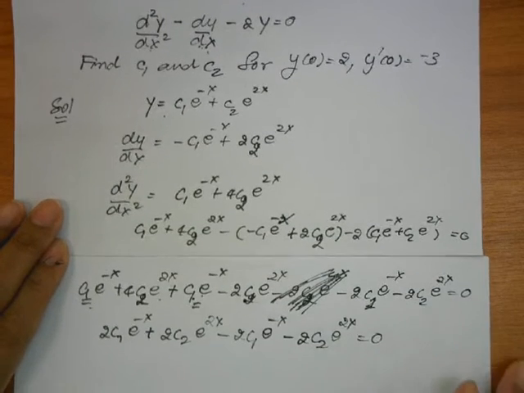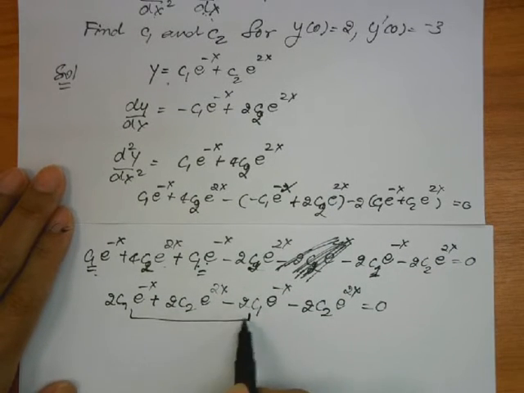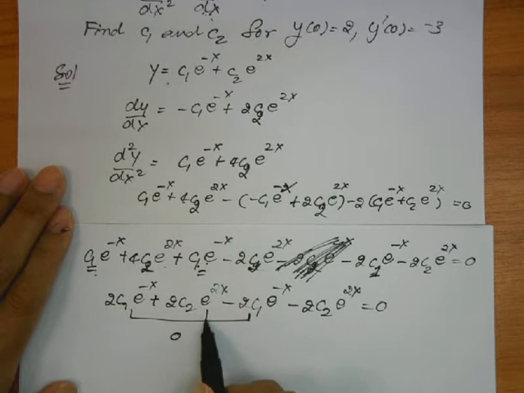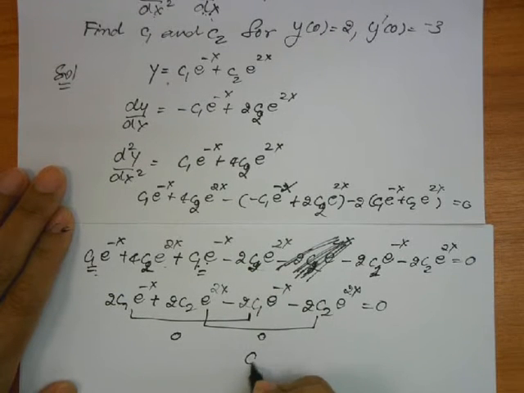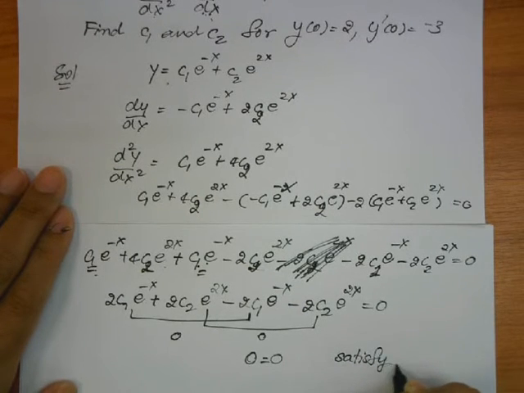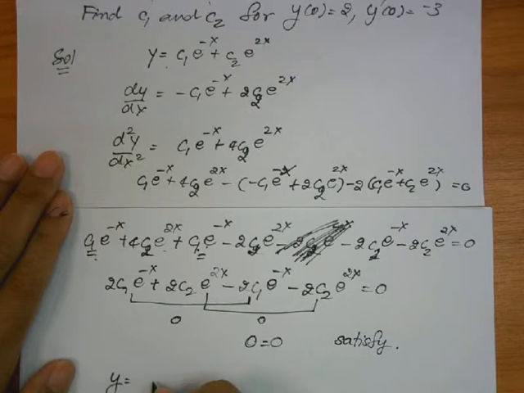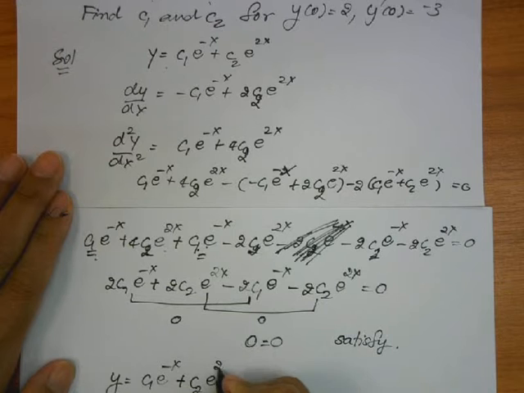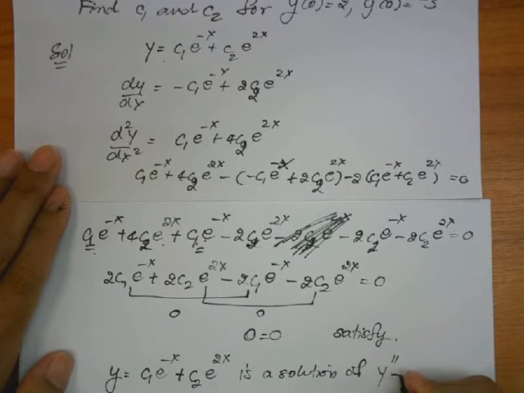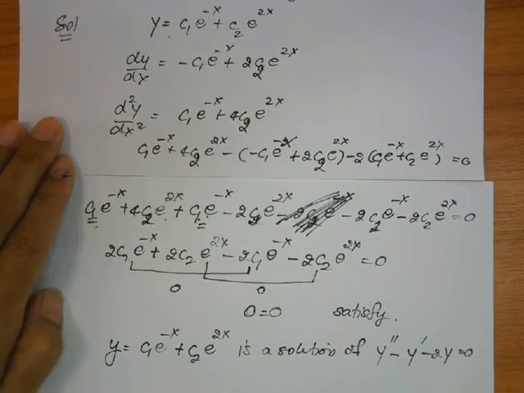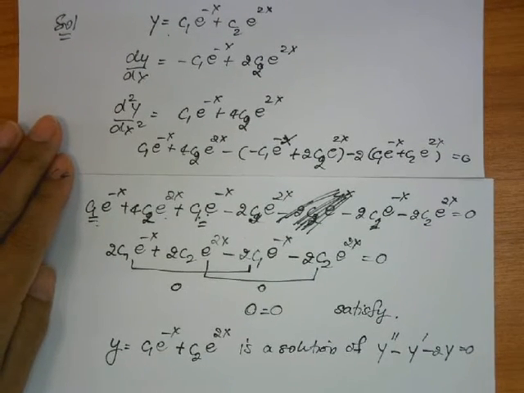Is it equal to 0? I think so. Here, cancel out 0. Here, 0. So, we got 0 equal to 0. That means satisfied, right? So that means y is equal to c1 exponential minus x plus c2 exponential 2x is a solution of this equation. Now, they're asking you to find C1 and C2 by giving you two boundary conditions.